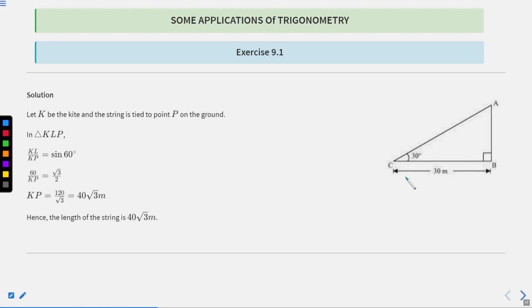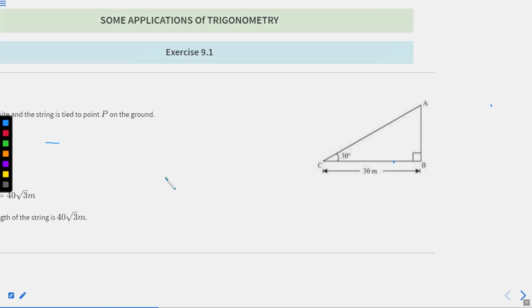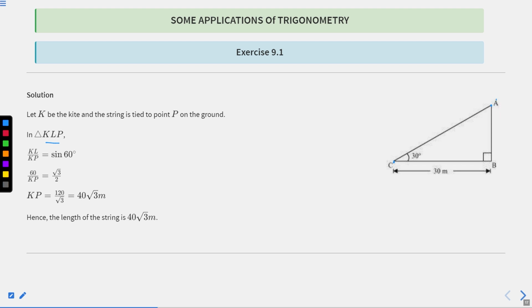So here you can see this diagram. Suppose here we have a kite. Okay, and from this point, this is our ground BC. Okay, and here this distance is 30 meters. Okay, and this inclination is equal to 30 degrees. So K is the kite, and the string is tied to point P on the ground. So triangle KLP, from this triangle, suppose this is KLP.